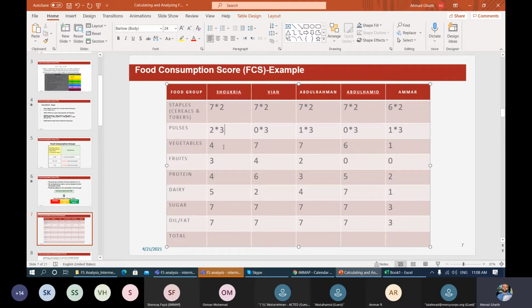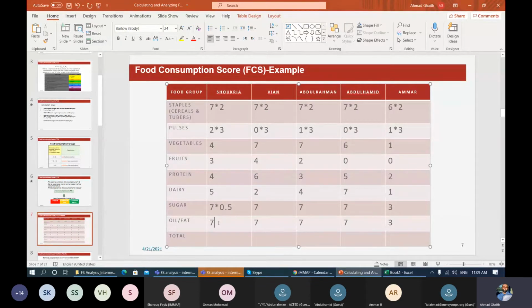5, yeah. So if you had 5 days of pulse consumption and 7 days of staple consumption, you would have 14 plus 15, 29. So that's relatively high. But then, actually, we'll go to sugar and oil and fat. So the weight for these, do you guys know this one? The weight for sugar and also for oil. Yeah, 0.5.